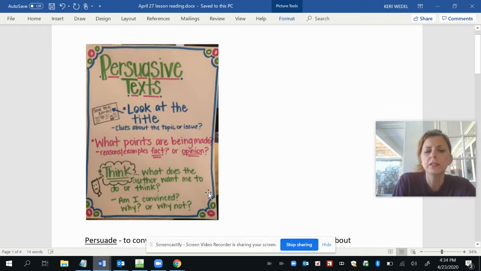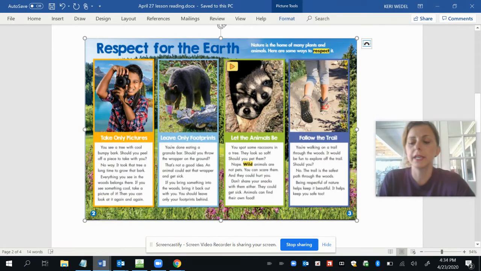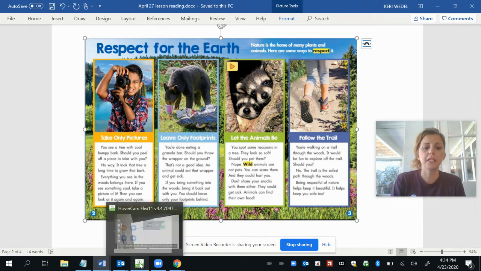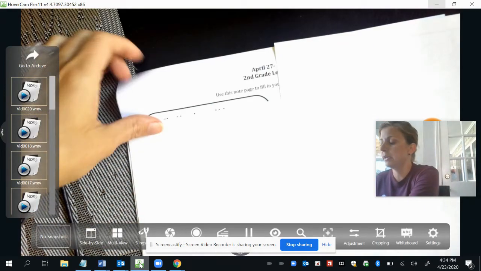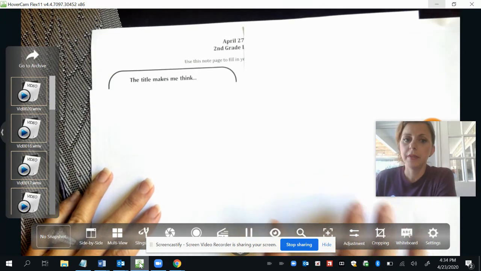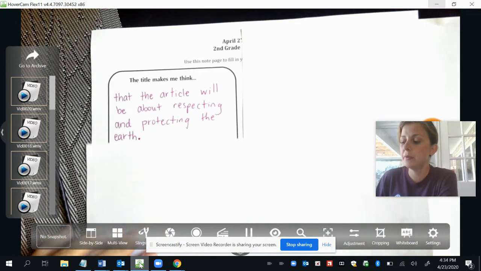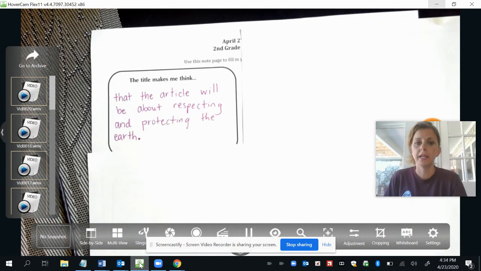Then you're going to think, what does the author want me to do or think? And lastly, am I convinced? Why or why not? So we are going to be doing this one together. We're going to read this article together and then answer some questions. But before we do, I want to do some thinking about my reading before I start to read. So it says, the title makes me think, and the title was Respect the Earth. That title makes me think that the article will be about respecting and protecting the earth. Let's see if I'm right.